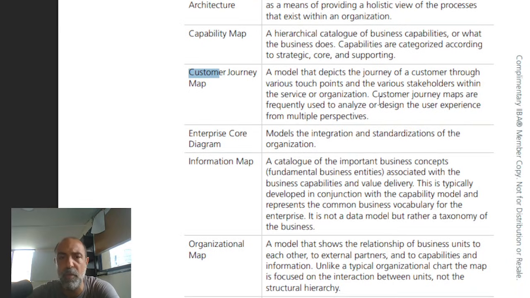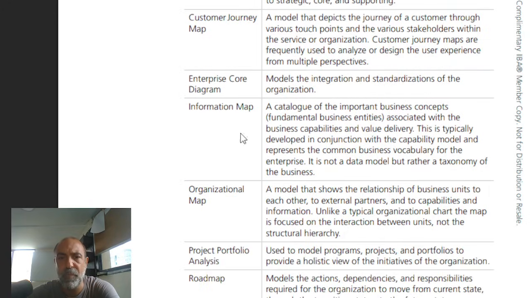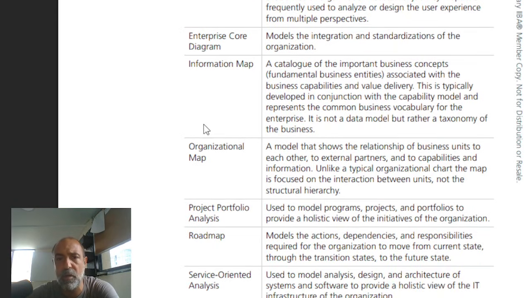We've talked about this before, actually. Business process architecture, we've talked about it. Enterprise core diagram, models of integration and standardization of the organization. Information map, catalog of the important business concepts, fundamental business entities associated with the business capabilities and value delivery.